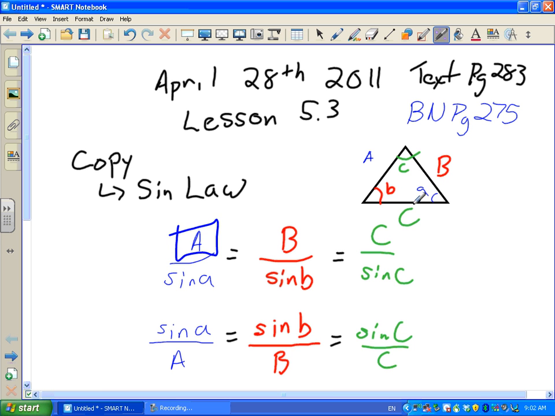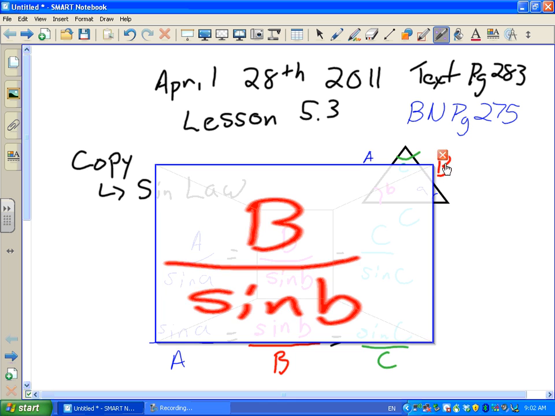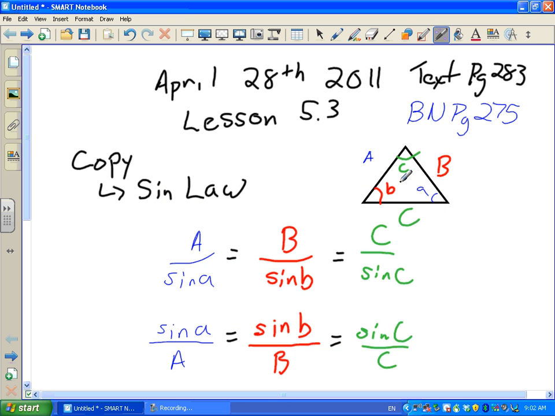The exact same idea goes with B. You can label any angle B. And remember, all the angles are the lowercase letters. So any angle can be B. Just make sure that the opposite side is labeled as capital B. So once again, opposite angle and opposite side, they go together in these ratios. And finally, C, exact same idea. Angle C, opposite side is side C.